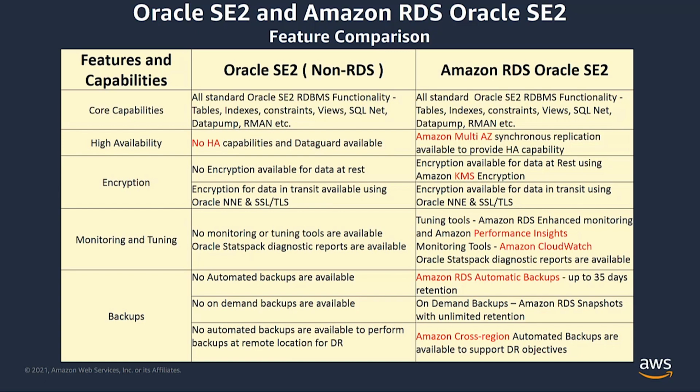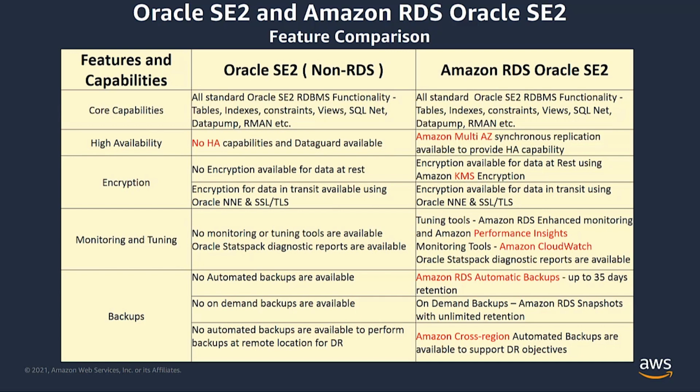For backups, there are no direct automated backups available. When you run Oracle Standard Edition 2 on EC2, you will have to write the scripts, test them and then implement them to perform regular backups. But in Amazon RDS, automated backups are available, which can be retained up to 35 days, and on-demand backups can be taken using Amazon RDS snapshots, and those can be retained for an unlimited time.